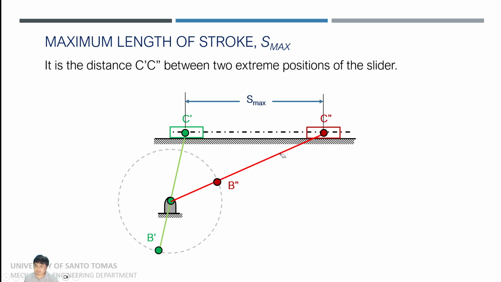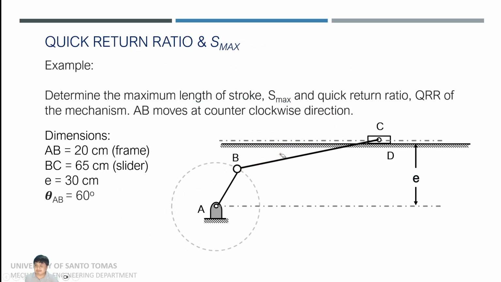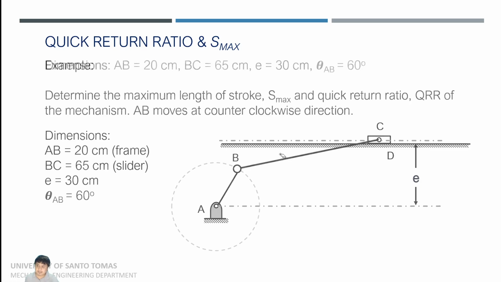So for this example, we want to find the stroke of this slider crank mechanism. So we have a given AB, BC, and E, no, or the offset. And actually, the 60 degrees is irrelevant here. Maybe this is just a starting position of your slider crank. So it is not really important. We only need AB, BC, and E.